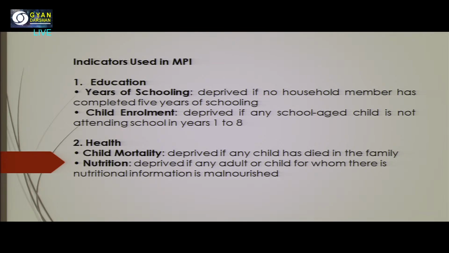Under the dimension of education, the indicators used are, first one is years of schooling. Okay. Now any household is considered to be deprived if no household member has completed 5 years of schooling. The second indicator is child enrollment. Any household is considered to be deprived if any school-age child is not attending school in the years of 1 to 8.